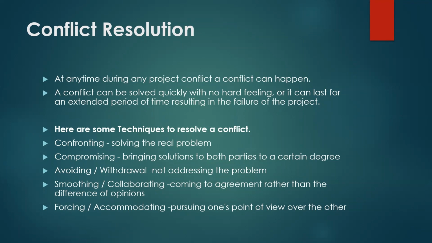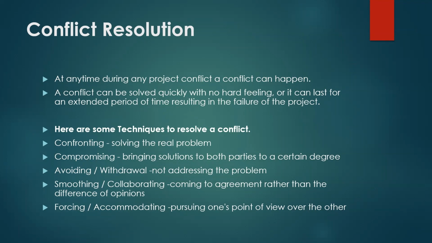Then you have avoiding slash withdrawal. That's basically not addressing the problem. This is where you're trying to avoid it. A lot of times those things can fester, and, God forbid, you may have a resentment against that person you're working with. And that's going to make a really bad hostile work environment. Then you have smoothing, also known as collaborating. That's basically coming to an agreement, rather than just focusing on your differences of opinions, right? It's similar to compromising, but with collaborating, you're taking both what you see and bringing it together.